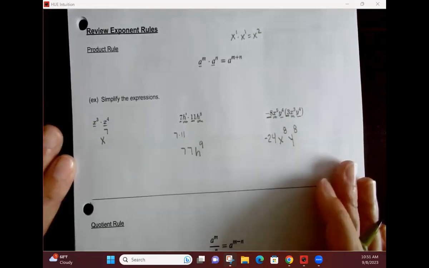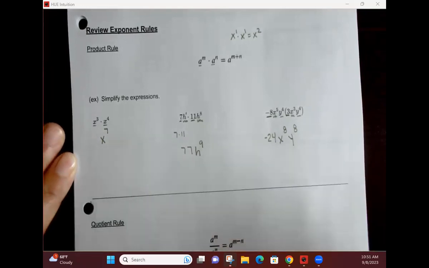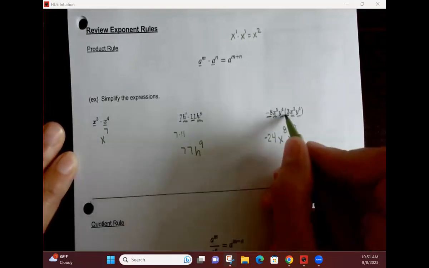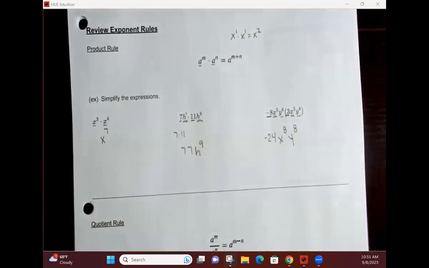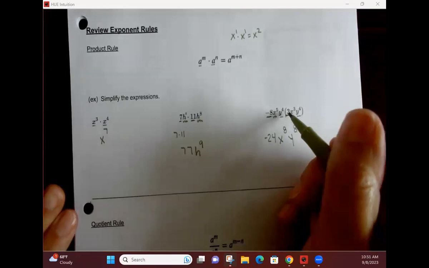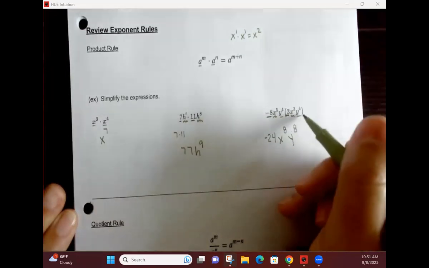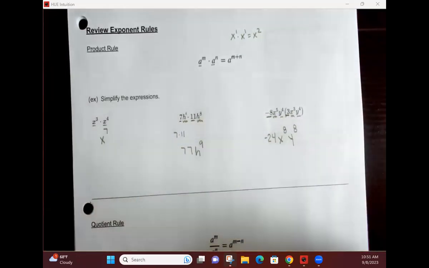Questions for me on our first few examples? Another thing I see from time to time is that we get a little tripped up on the parentheses when we have part of our multiplication in parentheses. Remember, that just means that we're multiplying this stuff by this. It's just multiplication.